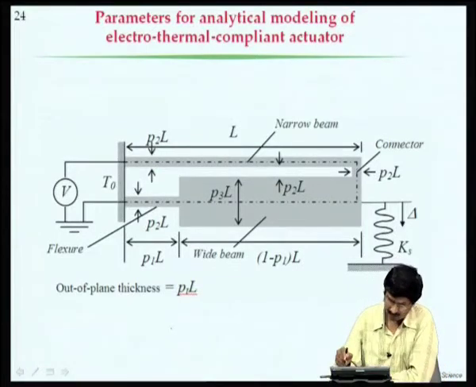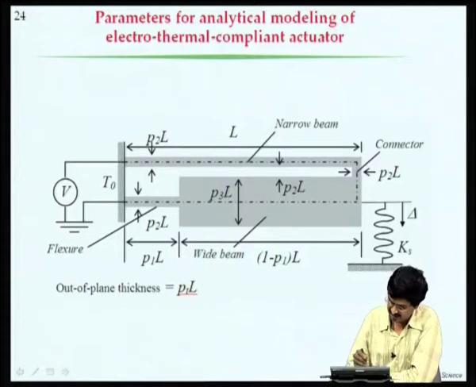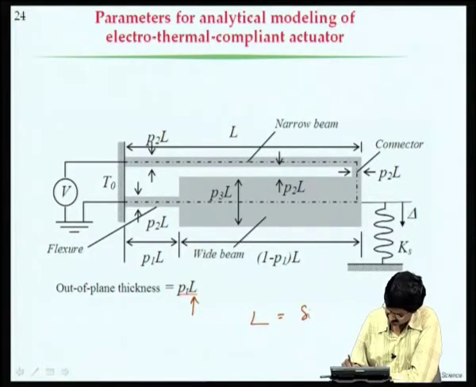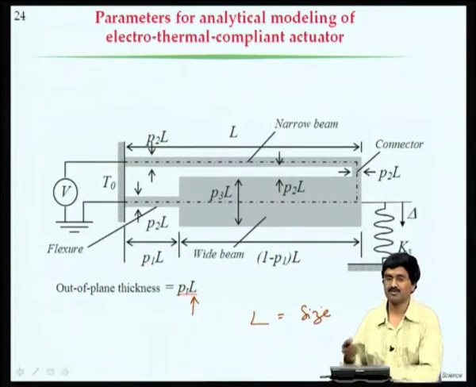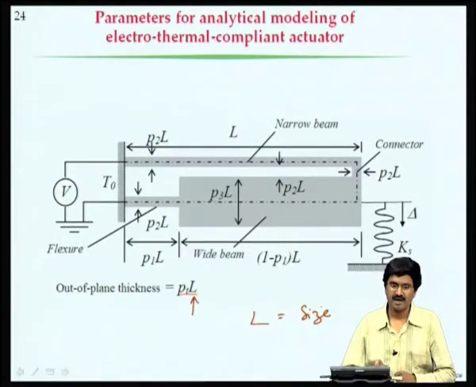Okay. Now, we are showing this here again, the narrow beam, connector beam, wide beam, and then the flexure, 4 parts, parameters in various ways. So, what we are basically saying this, let us take the size out. L is the size, so that you can analyze micro scale structure, a meso 10 times larger, or any other thing that we would like to have.